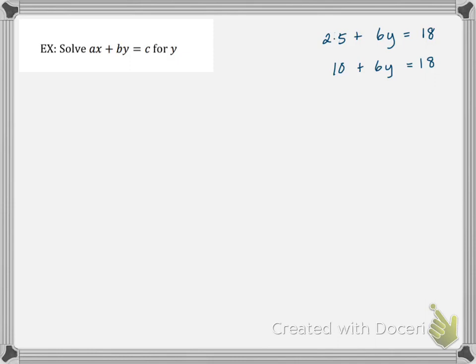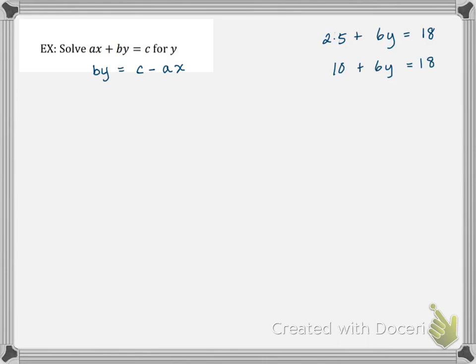What would I do first over here on the right? Subtract ax. Yeah, we're going to subtract ax, because over here we'd subtract 10 from both sides to get that 6y by itself. You want to think to yourself, I'm going to get all terms that contain my variable on one side, and any other term gets moved to the other side. So we subtract ax from both sides, which gives me by equals c minus ax.